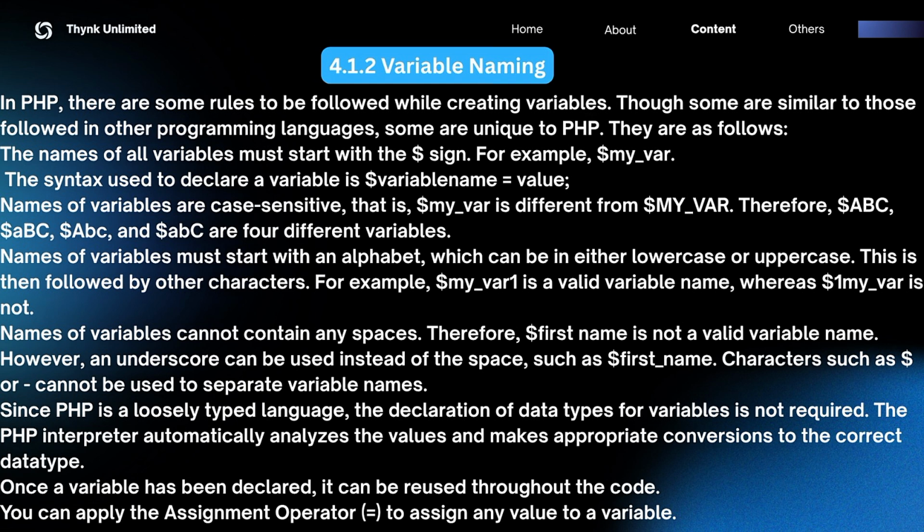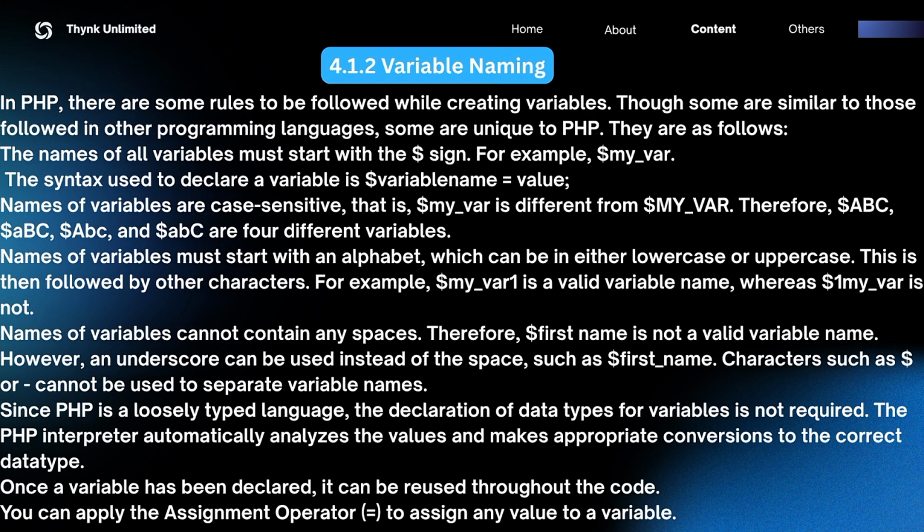Another important rule is that variable names in PHP are case-sensitive. This means $myvar and $MyVar are considered two completely different variables. Even slight changes in uppercase or lowercase letters make them unique. For instance, $abc, $ABC, $Abc, and $aBC are all treated as separate variables.